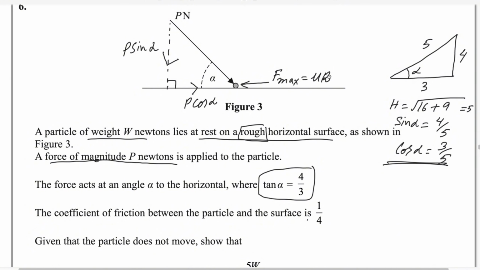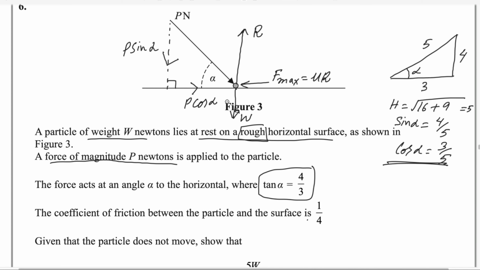What else? There is one more force acting on this object, the weight force. That weight is acting downwards, W, and the opposite force is the normal reaction, represented by R. So these are the forces acting on this particle. If you are able to draw the diagram this way, the work will be very easy for you.